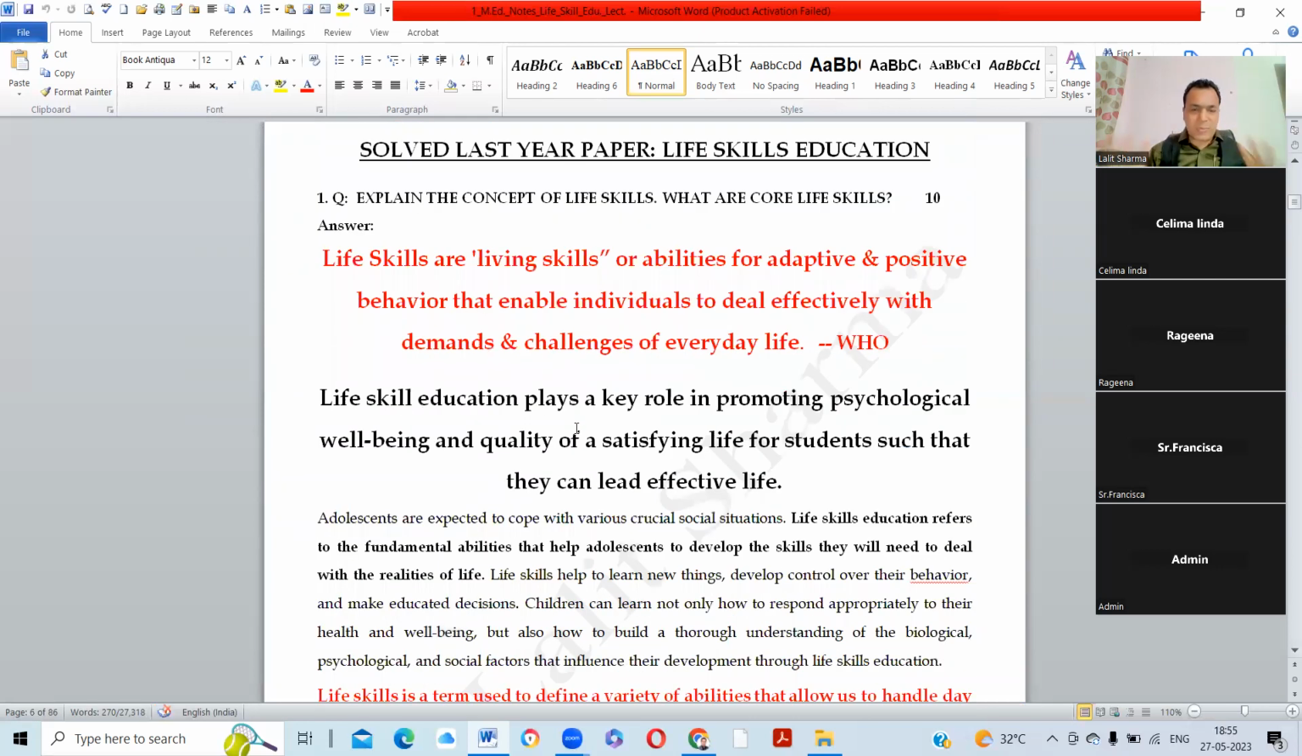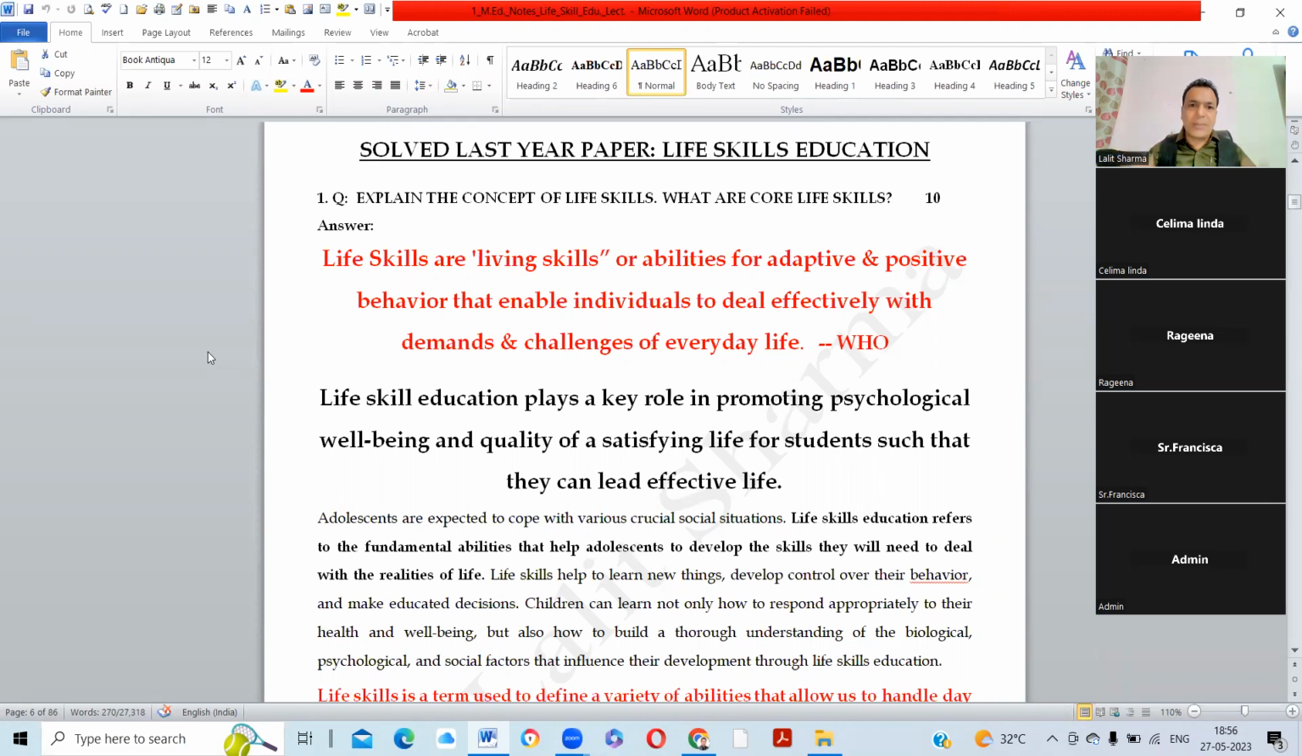So all the 86 pages today we will discuss, the whole paper. This is the exam preparation class. So I'm starting from the first question, first topic. Explain the concept of life skills and what are the core life skills. So guys, first you have to write about life skills and in detail you have to talk about core life skills. So I will go a little bit swiftly because I will discuss the most important points. The rest of the part, you have to learn, you have to give the exams.